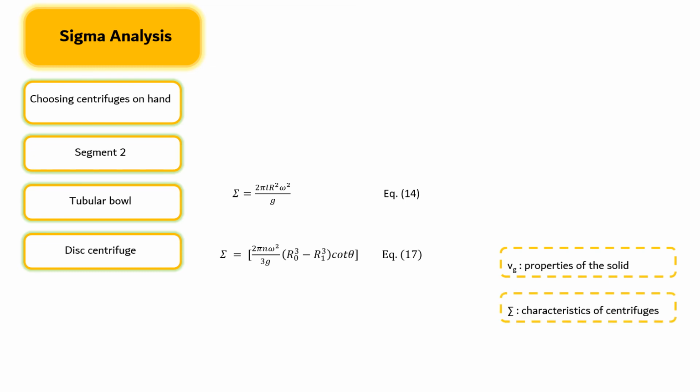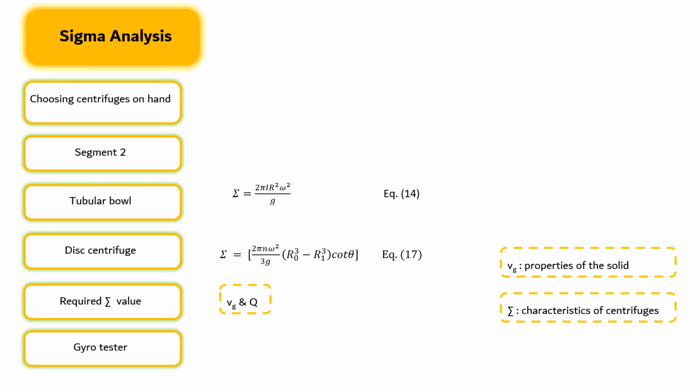where Vg reflects the properties of the solid and sigma summarizes characteristics of the centrifuge. We must choose the required sigma value to meet the process requirements of Vg and Q. A gyrotester can be helpful in finding reliable values of Vg.